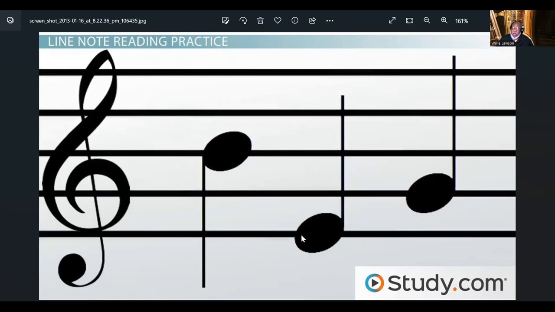Very good. Now, here's what I don't want you to do. I do not want you to take your books or your music and start writing in the names of the notes over the notes or under the notes. That is the absolute worst way to learn the notes because you will not look at the symbols. You will always look at what you wrote. And God forbid if you write something down wrong, you will learn it wrong and play it wrong.